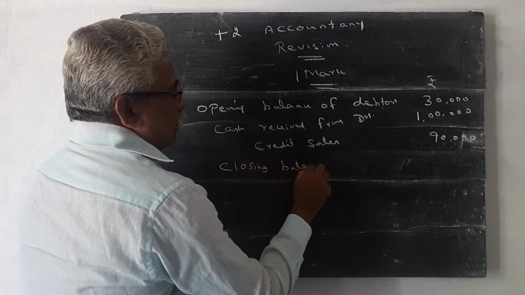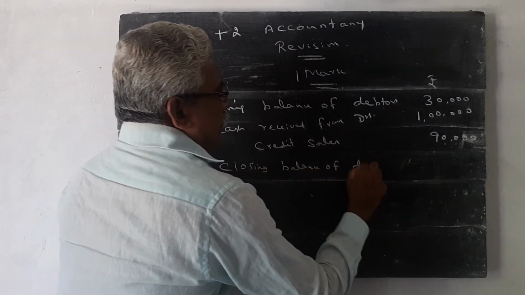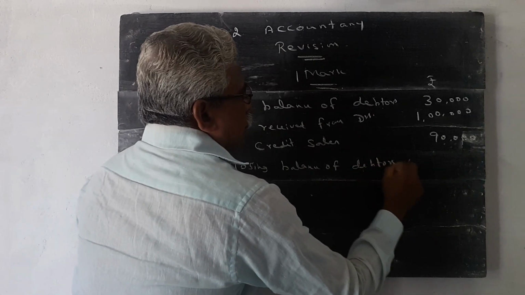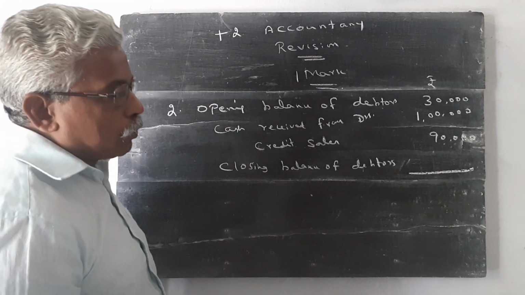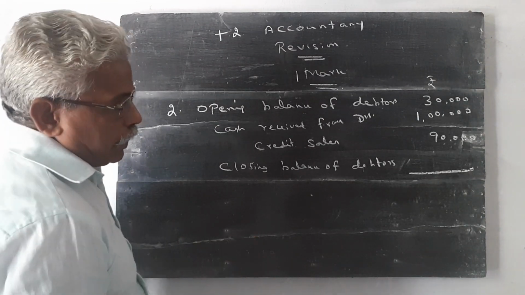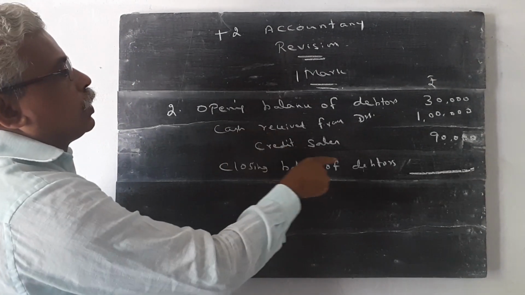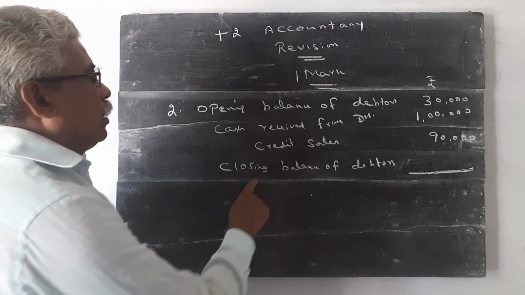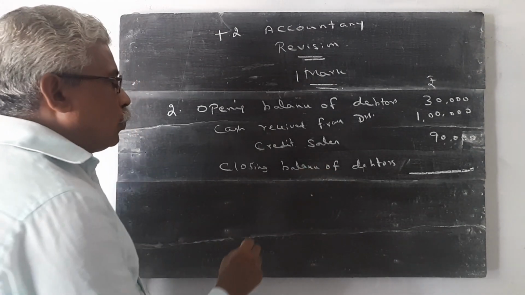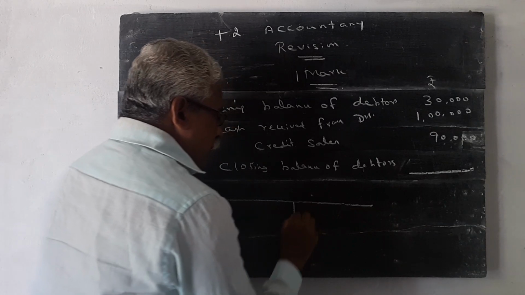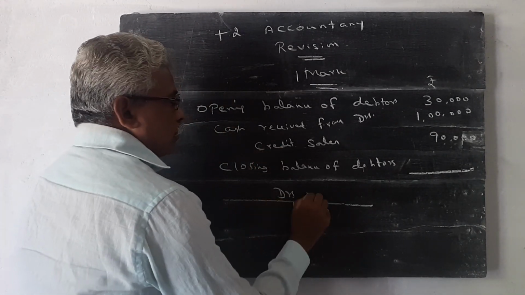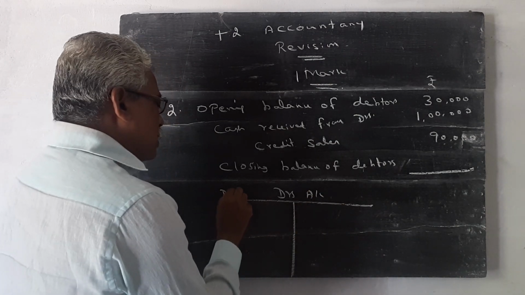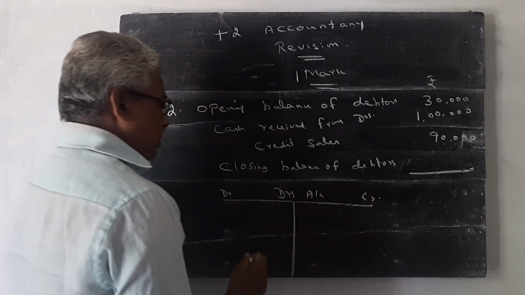We have to calculate the closing balance of debtors. Here 4 options are given. Out of 4 options, you have to select the correct answer. How do you calculate the closing balance of debtors? 4 options are given, but here I want to explain it. This is the debtors account. This side is the debit side, this side is the credit side.